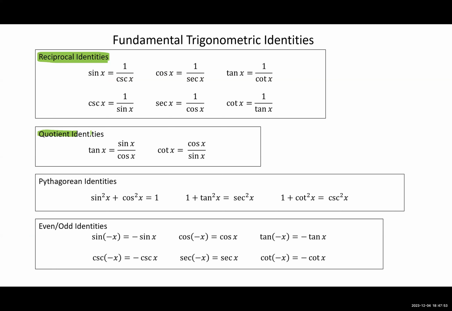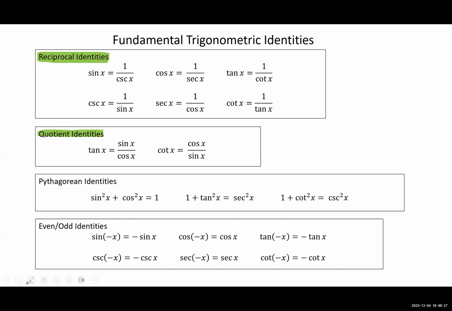We've got the quotient identities, again, a result of the definition of the tangent function. Tangent is defined as y divided by x. If we're talking about the unit circle, tangent is defined as the length of the opposite side divided by the length of the adjacent side if we're talking about right triangles. Either way, the tangent is equal to the sine of the angle divided by the cosine of the angle. Right? Then we've got the Pythagorean identities.